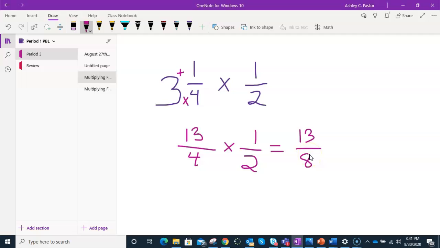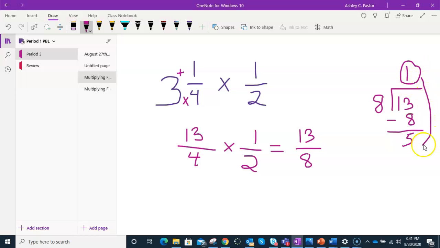In the event that they ask you to switch into a mixed number, remember that we're just going to divide. My numerator becomes the number that goes on the inside, and my denominator goes on the outside. So I'm going to have 8 here. 8 goes into 13 one time. I'm going to subtract, and I know 13 minus 8 is going to be 5. So here, this is my whole number.